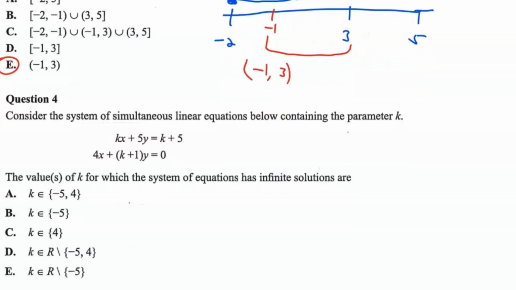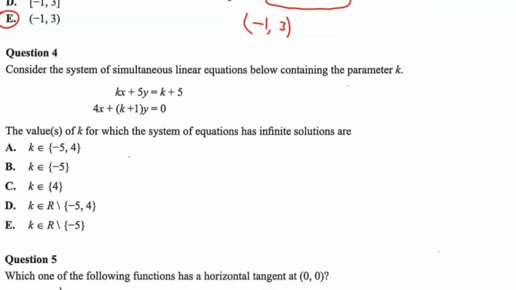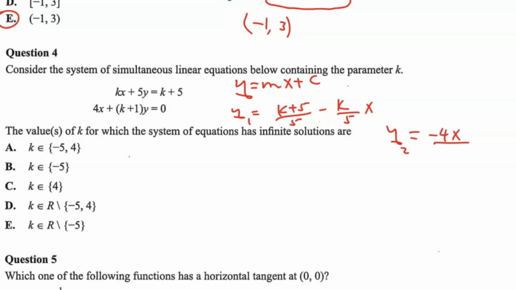Okay, so this one here: consider the system of simultaneous linear equations below, with the parameter k. The first thing is just to put it in a linear format, which is y equals mx plus c. So we make the first equation y1 equals (k plus 5) over 5 minus k over 5 x. That's my y1. My y2, I'll take the whole lot out, so that's going to give me negative 4x over k plus x. So we want infinitely many solutions, which is when m1 equals m2 and c1 equals c2. That is what we need to find out, when that's the case.